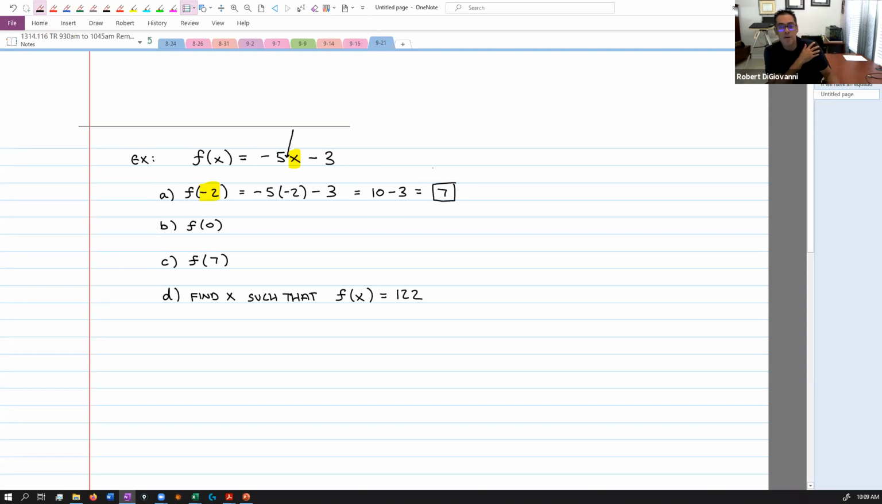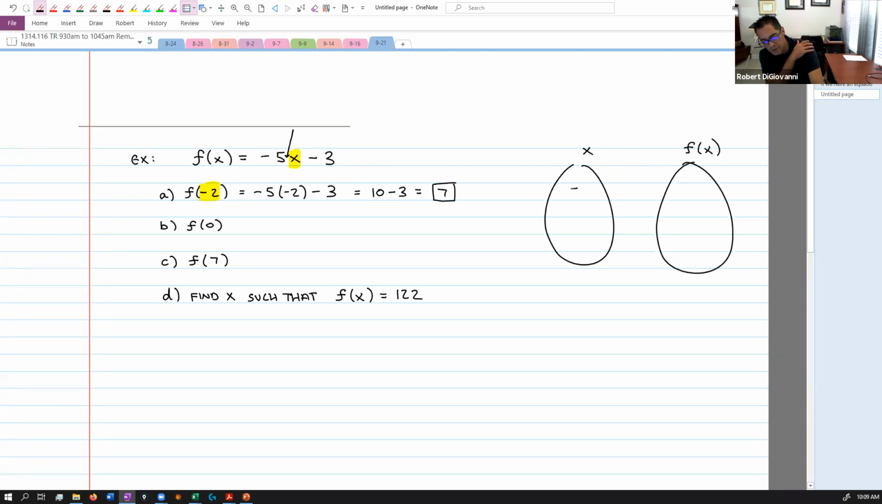Right. Now I know we don't need this, but I just want to show you again the picture here. We have x. Here's the function's value. We plugged in negative 2, and this thing got sent over to 7. All right. The next one.